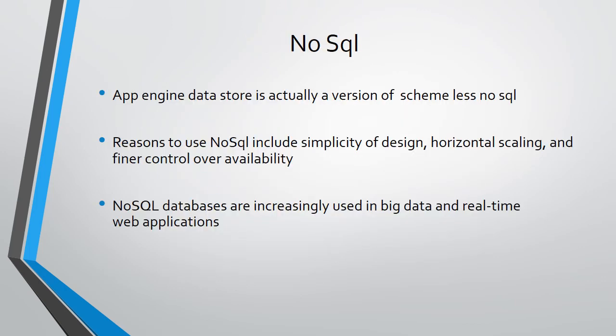NoSQL, an App Engine data store, is actually a version of a schemaless NoSQL. Reasons to use NoSQL include simplicity of design, horizontal scaling, and control over availability. And that's really important for the way modern web applications are being designed. It's really useful. And also, NoSQL databases are increasingly being used in big data in real time, which is a massive part of the computing industry at the moment.